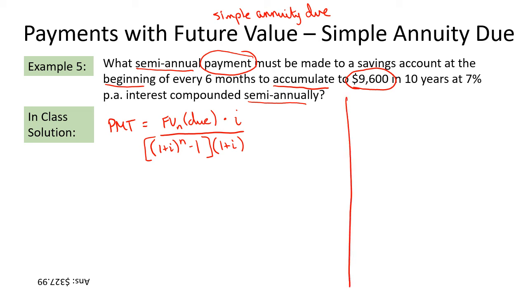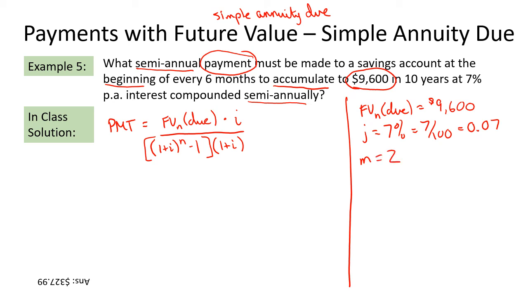So let's look at the items that we know. Okay, we know the future value for this annuity due. It's accumulating to $9,600. Our nominal interest rate is 7%, which is 7 divided by 100, removing the percentage sign, or 0.07. M, okay, our number of compounding periods, it's semi-annual. So that means M is equal to 2.